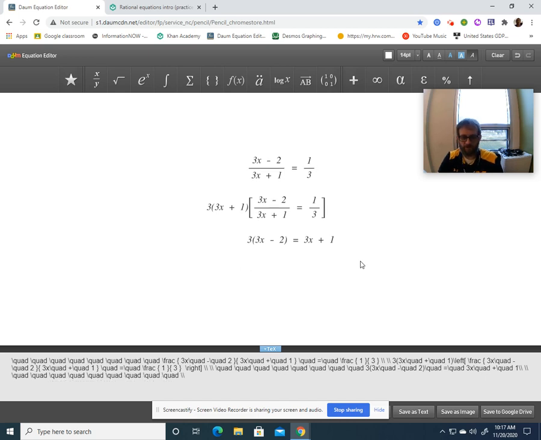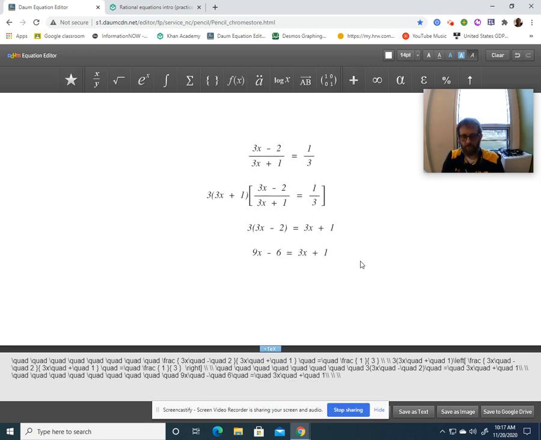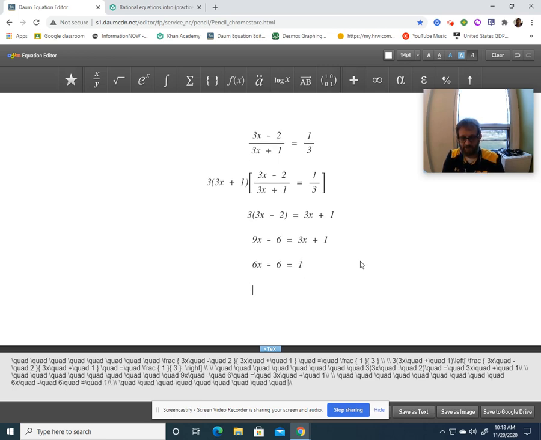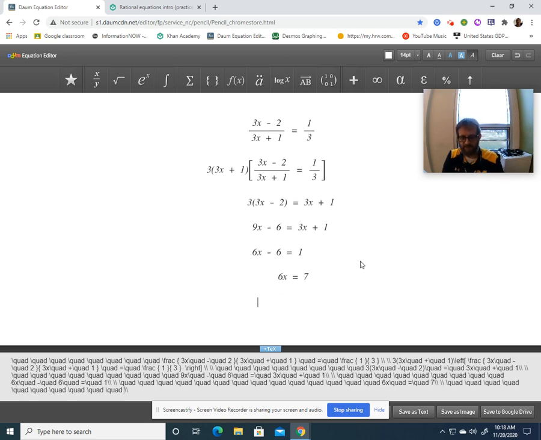So now we're going to distribute again. 9x minus 6 equals 3x plus 1. So again, we're going to make a choice. I'm going to choose to subtract 3x from both sides. So I get 6x minus 6 equals 1. I'm going to choose to add 6 to both sides. So I'm going to get 6x equals 7 again. And then lastly, I'm going to divide both sides by 6.